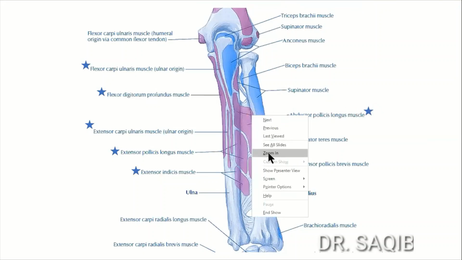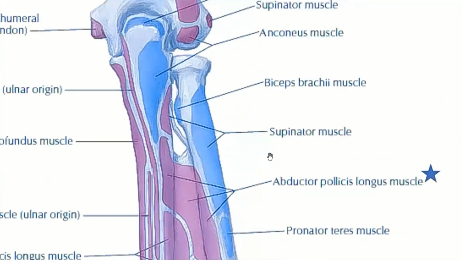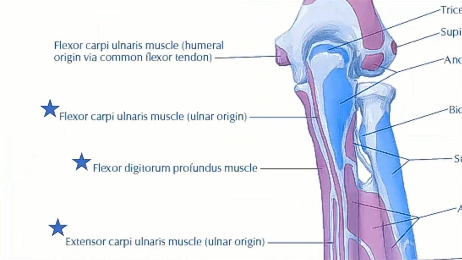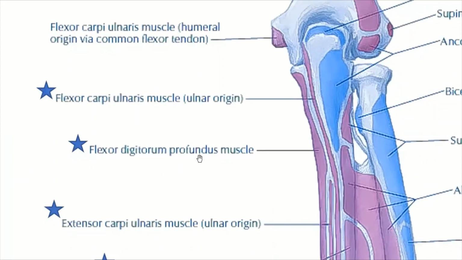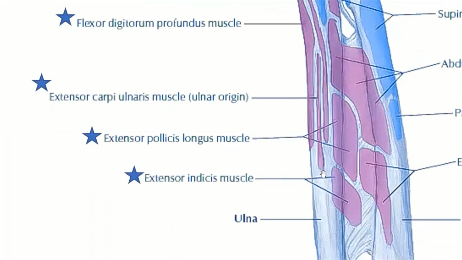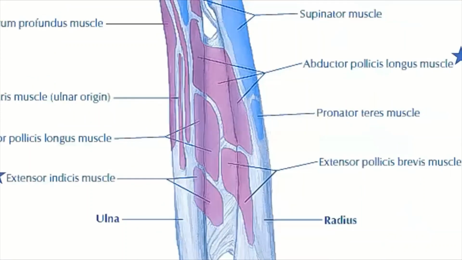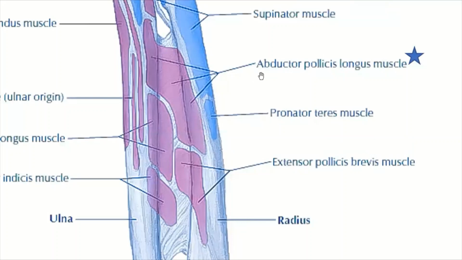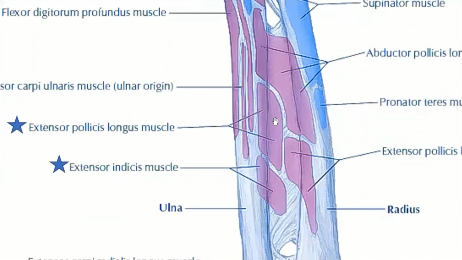Let me enlarge this for you. I think that will be a beautiful view of the muscles in zoom view. Here you could see this is flexor digitorum profundus. This is flexor carpi ulnaris muscle, the ulnar origin. And this is extensor carpi ulnaris muscle, ulnar origin, right? And now the extensor surfaces. Above is the abductor pollicis longus. Below is the extensor pollicis longus, and still below is the extensor indicis. These are the 6 muscles.